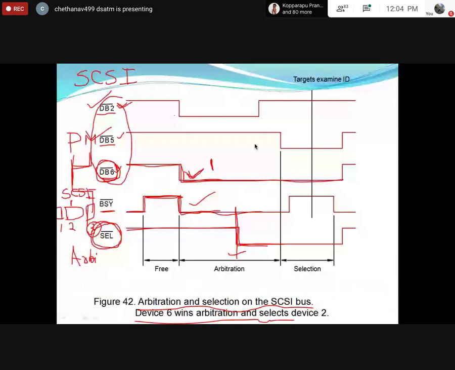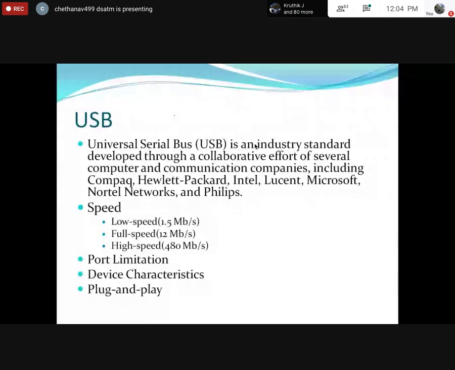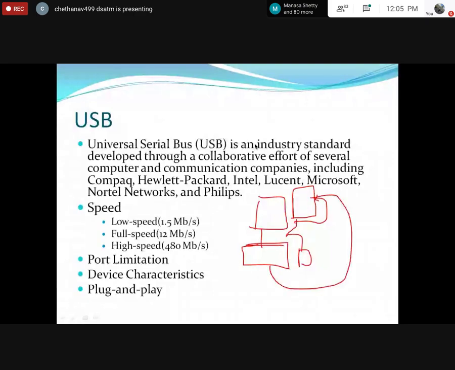And we have the last bus, which is very important, that is USB. You're already aware of it. What is the main use of USB? It means Universal Serial Bus. I think you are able to see your system here. This is a monitor, and I can make this a mouse. I'm going to connect this mouse to my CPU, and this keyboard also I'll connect to this CPU. I have a pen drive with me too.